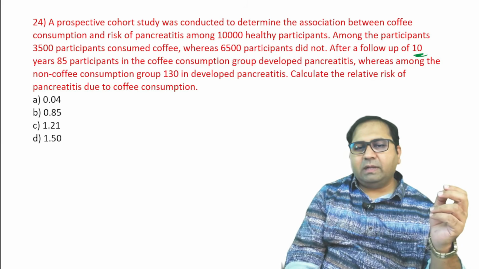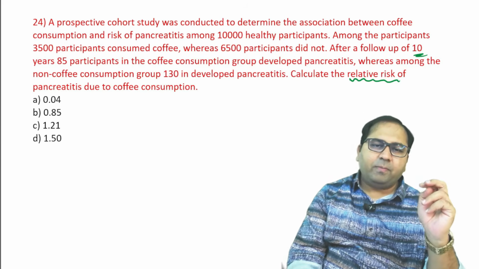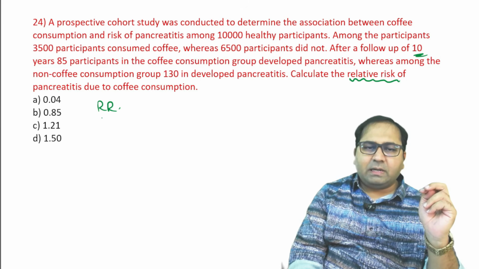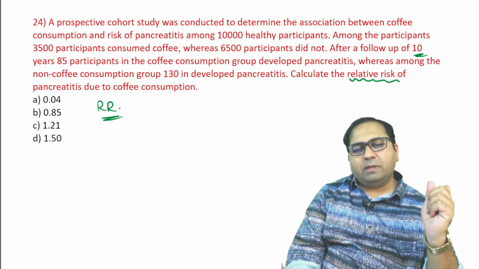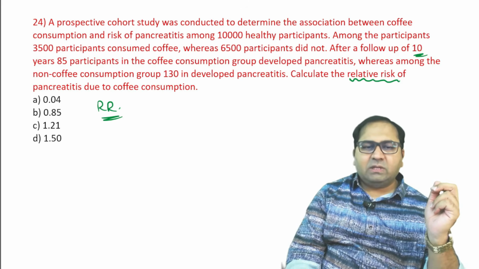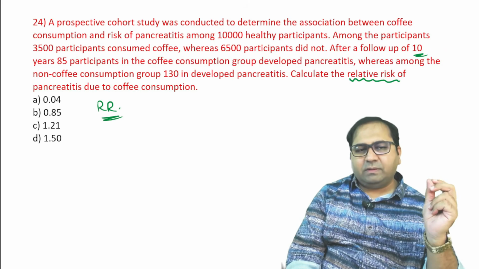So this is a cohort study. They are asking us to calculate the relative risk from the variables given above, the relative risk of pancreatitis due to coffee consumption. The options are A 0.04, B 0.85, C 1.21 or D 1.50. What is the answer for this question?